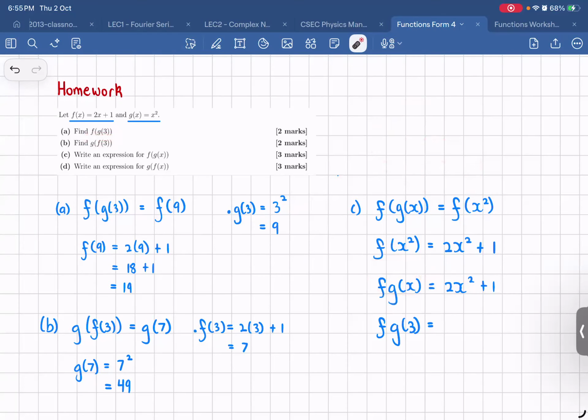So all that means is wherever I see x, I can replace it with 3. So I'm going to write 2 by 3 squared plus 1. Where's 3 squared? So 9. And where's 9 by 2?